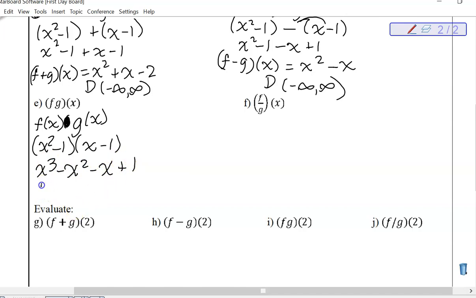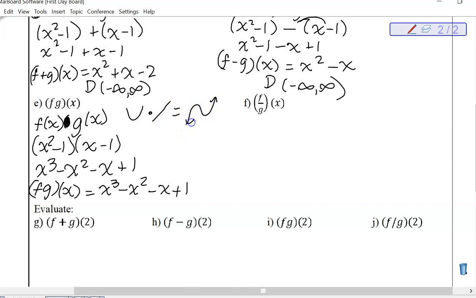Can't combine like terms. So (f times g)(x) is a cubic function, because an x squared times an x is an x cubed. So it'll create a cubic function. Basically, when you take a parabola times a line, you get a cubic function. Interesting. That should happen over the domain, unrestricted.